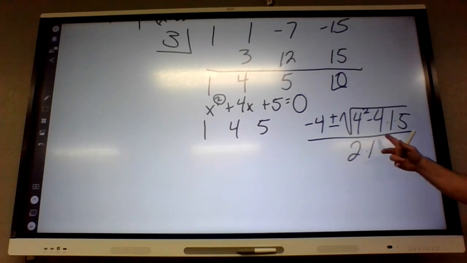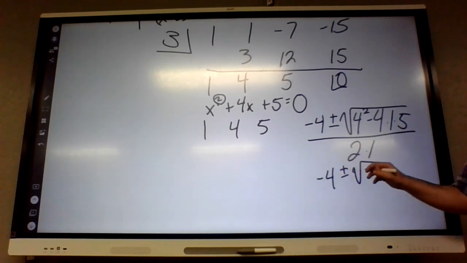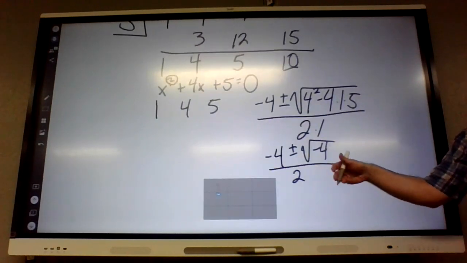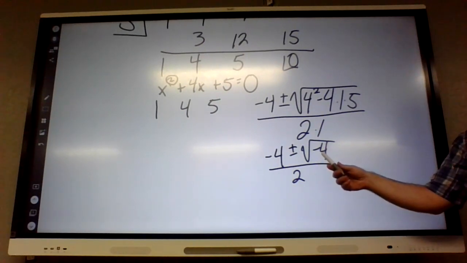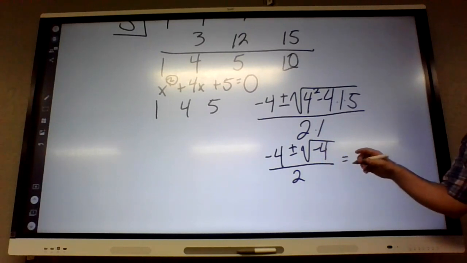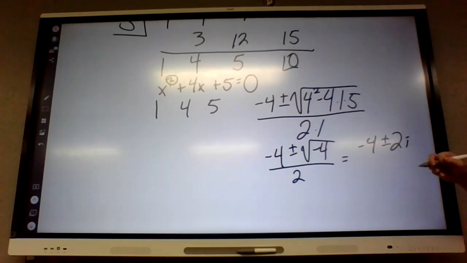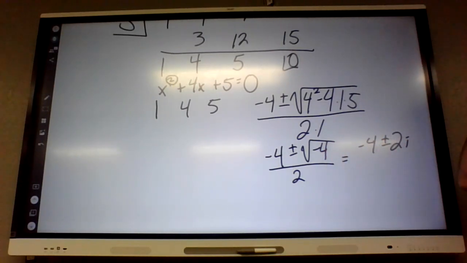Anyways, this is going to come out as a negative 4. This comes out as negative 4 in the square root, which means what? Oh yeah, it's i. It's imaginary. Square root of 4 is 2, but square root of negative 4 is 2i. It's imaginary.